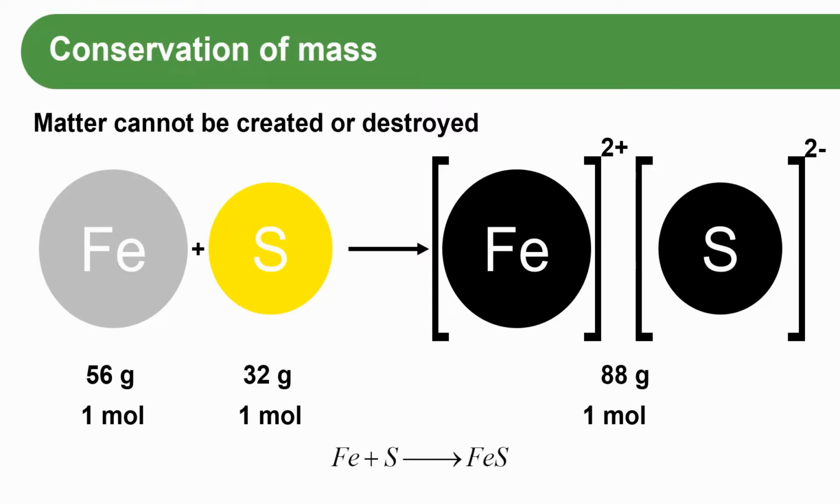And that's why when we write a chemical equation, after we balance the equation, in this case it is 1, 1, and 1. The ratio is actually the mole ratio. It is not the mass ratio. And this is the basis for calculations involving chemical reactions, by comparing the mole ratio.